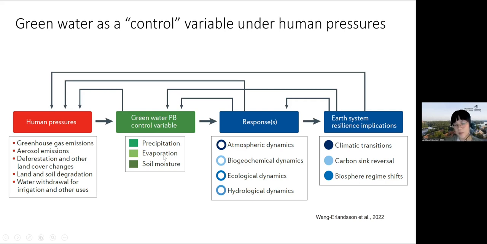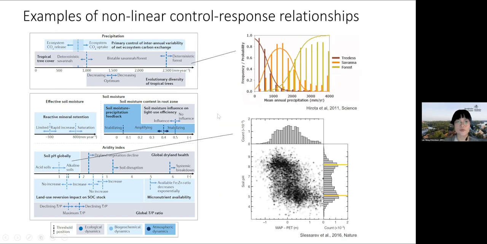And we looked at responses in atmospheric, biogeochemical, ecological, and hydrological dynamics, and related those to larger scale Earth system implications, such as climatic transitions, sink reversal to sources, or biosphere regime shifts. We went through the literature to look for different kinds of nonlinear control response relationships. So when we change precipitation or soil moisture, any of this green water flows or stock, what happens to these dynamics? And there were many of these kinds of thresholds. Obviously, we didn't find one single threshold that was valid all over the globe. It's a highly heterogeneous process, so we can see multiple of these kinds of thresholds.